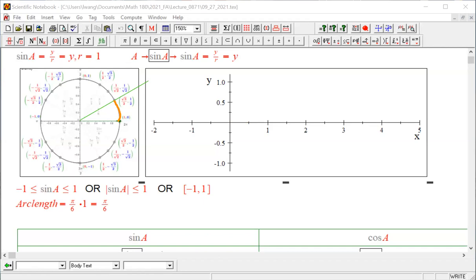Okay, so that arc length is measured in length. The key word is length. So this piece is that length, pi over 6. Do you follow me? So this piece is pi over 6. And this arc length is pi over 6. It is right across from the same angle with radian, pi over 6. Do you follow me?